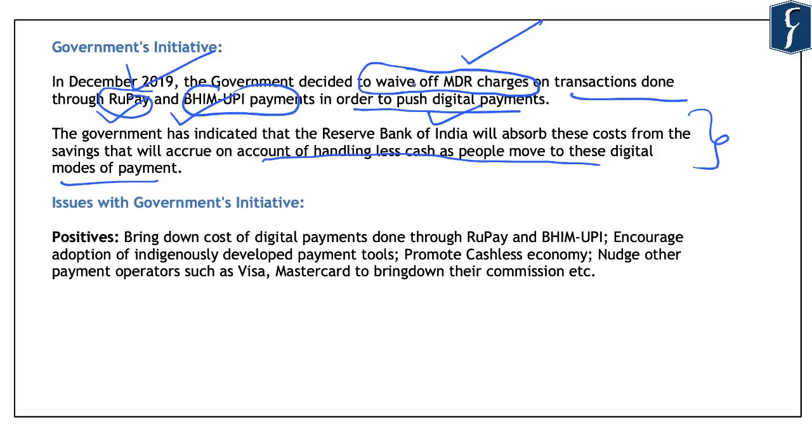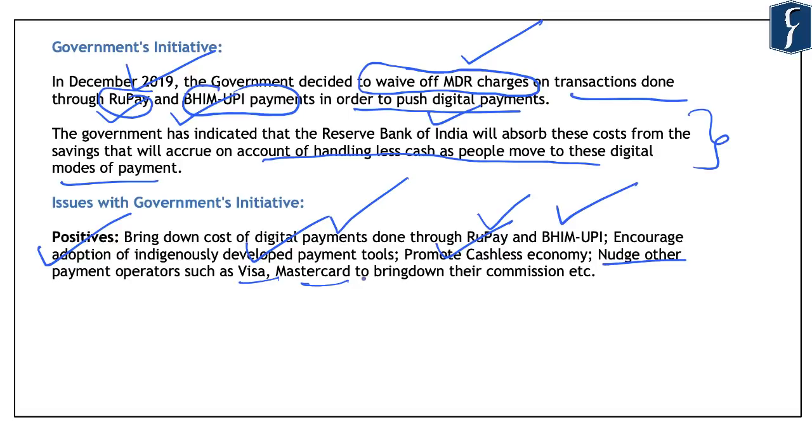So it aims at bringing down the cost of digital payments that are done through the RuPay and the Bheem UPI. Secondly, it encourages the adoption of indigenously developed payment tools. We note that RuPay and Bheem and UPI are developed by the NPCI, which is Indian or is indigenously developed. Third is that it aims to promote cashless economy and also aims at nudging other payment operators such as the Visa, Mastercard, etc. And by pushing more competition in the payment systems, it aims at bringing down the commissions that are charged by the Visa, Mastercard, etc. So these are some of the expected positive outcomes because of the government's decision.